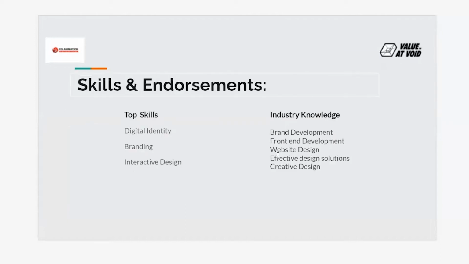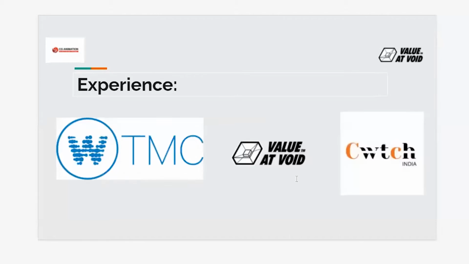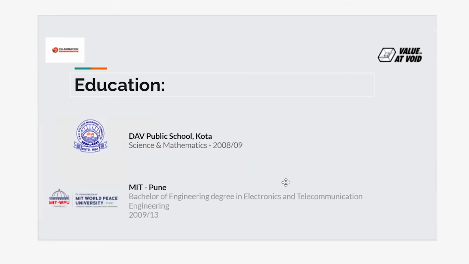Now his skills and endorsements. Top skills: digital identity, branding, interactive design, industry knowledge, brand development, front end development, website design, effective design solutions, creative design. Next, his work experience. He has worked at TMC, Value of Void, CWTCH, India. Now his education. He has studied at DAV Public School, Kota, and MIT, Pune.